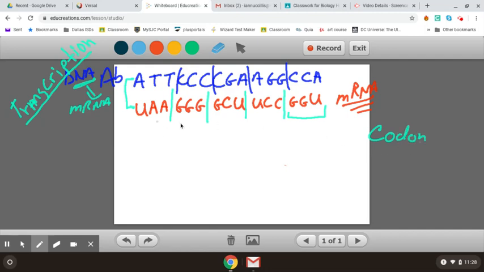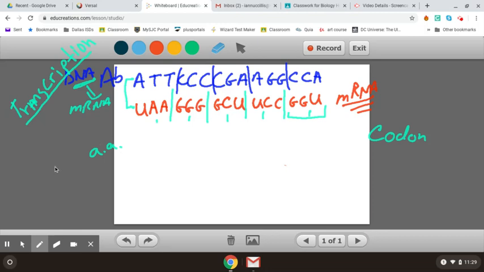So here we have 1, 2, 3, 4, 5 codons in this particular sequence. Okay, we understand that? The ribosome is going to read each codon individually, and each codon is going to be the instructions for something called an amino acid. I hope we remember back in the molecular biology chapter, the macromolecule chapter, that all proteins are made of amino acids. Those are the building blocks for proteins.